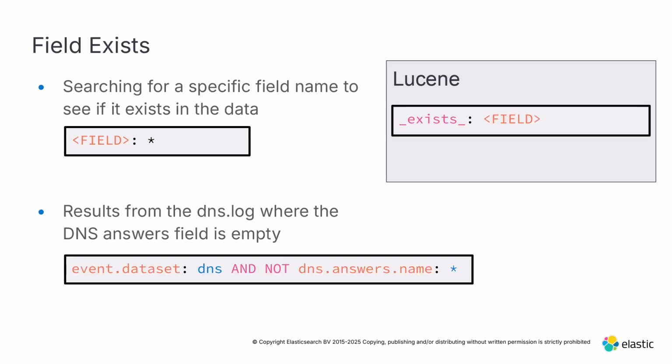We can use field exist and leverage wildcards to search for specific field names, to see if it exists in the data. Here are the results from the DNS.log where the DNS answers field is empty. This means that DNS events did not return any domain names in the DNS response. Empty DNS responses can sometimes be a sign of suspicious activity, attempts to communicate with non-existent domains, or some other malicious behavior. This can be used to detect anomalies in our network traffic.